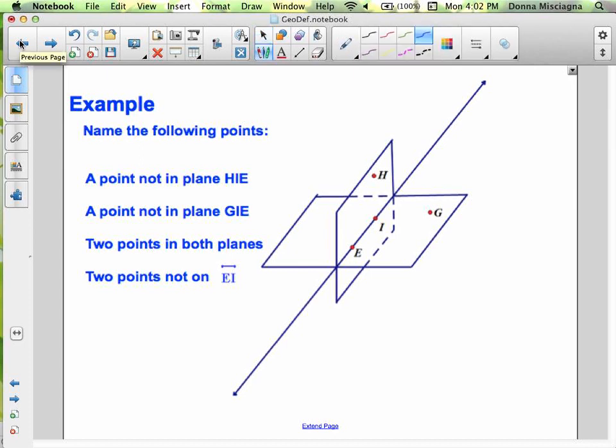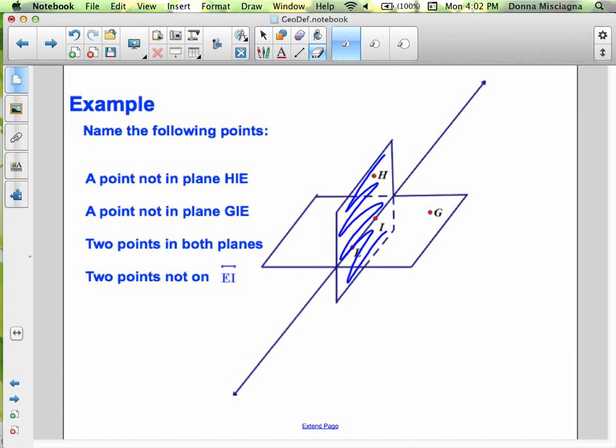So we want to name the following points. A point not in plane HIE. So there's plane HIE. Who's not included? That's right, in green, point G. Point G is not in that plane.